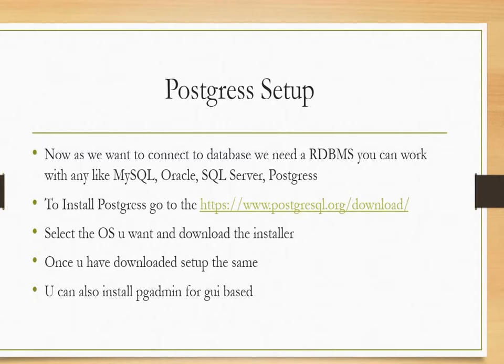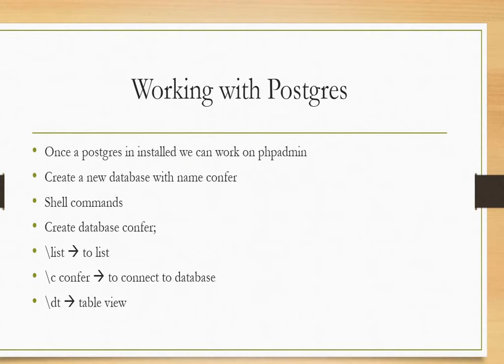In this also we have two methods. One is the shell commands, and the second one is pgAdmin. If you want to work with a GUI base, you have to go for pgAdmin. You can download the application named pgAdmin and install it, and you'll get that GUI. Once Postgres is installed, you can work on pgAdmin. If you don't want to work with pgAdmin, you can go to shell programming and write the commands.